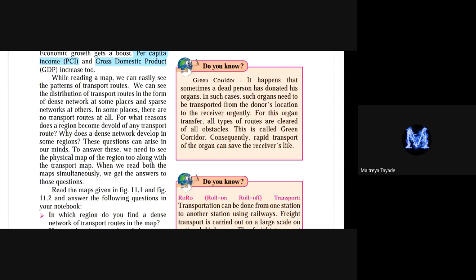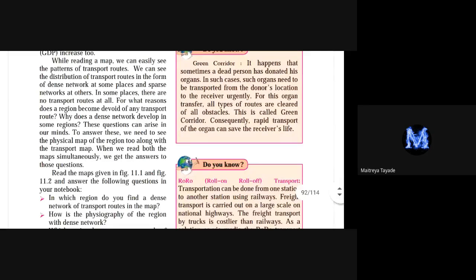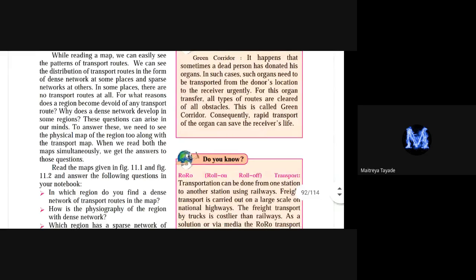So basically they are telling us that there is a dense network at some places and a sparse network at other places. In some places there are no transport routes at all. You might have seen in some maps that in some regions there is no network, no railway, no roadways, and not even airports. For what reasons does a region become devoid of any transport route? Can anybody tell me what the reason is that in some regions there is no transport facility, no roadways, no railway lines, no airports?